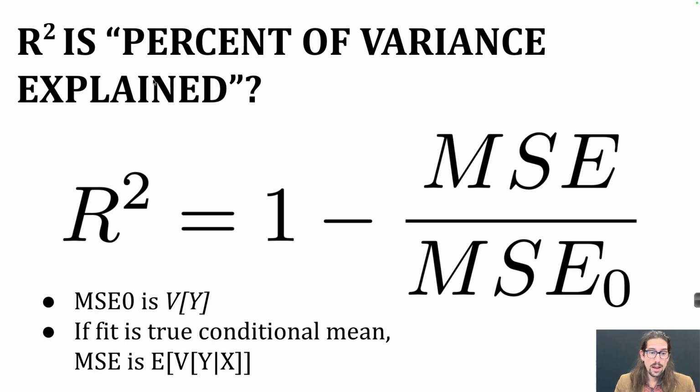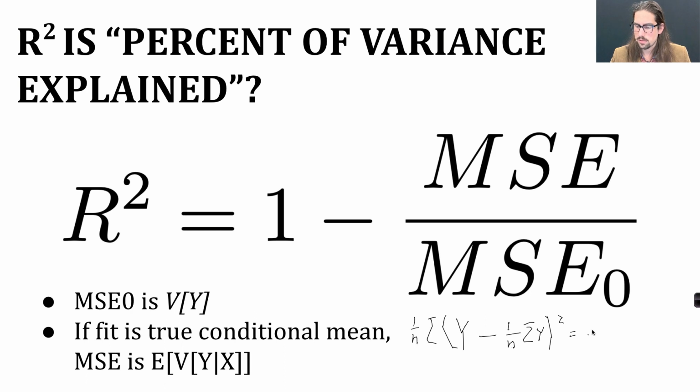Okay, so another interpretation of this is as percent of variance explained. And the reason is that this mean squared error, I'll show you here, is my observed value minus my predicted value. But here my predicted value is just the group mean of y, right? The total mean of y. And then we're squaring that, and then we're taking the average of that. So this is exactly equal to the sample variance, right? This is just the sample variance of y.